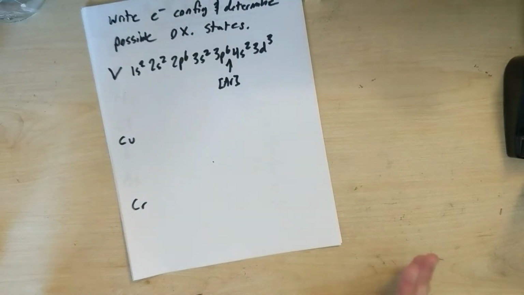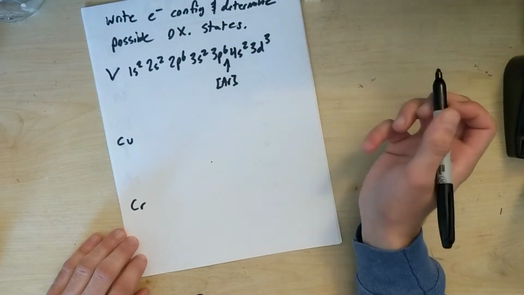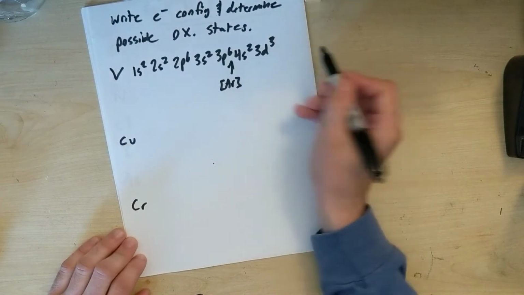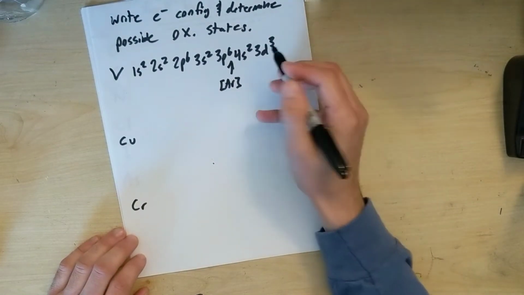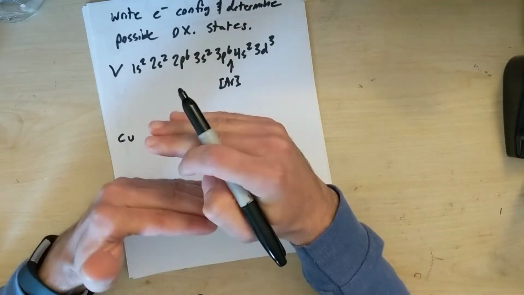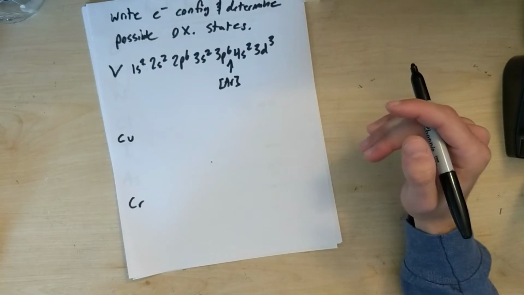But what are the states? What are the possible states? And the way we determine that is based on these electrons right here, the valence electrons. Now, you might be tempted to remove this 3d3 because it goes in the end. But this 3d3 actually has less energy than the 4s2. The 4s2 is actually slightly farther out, and so it's going to get removed first.